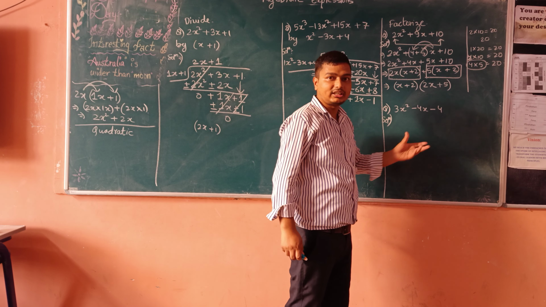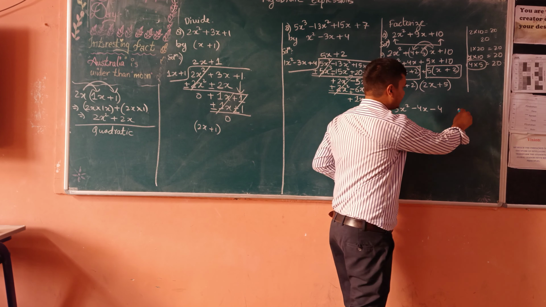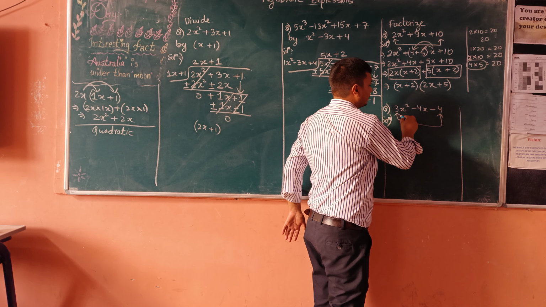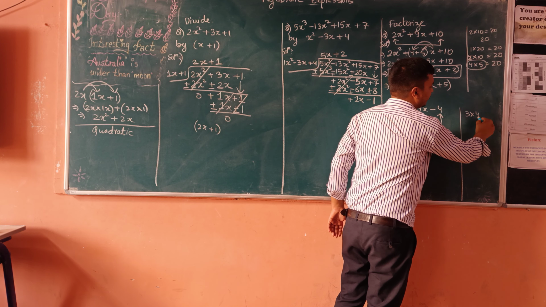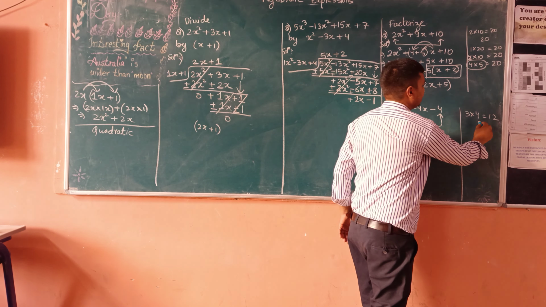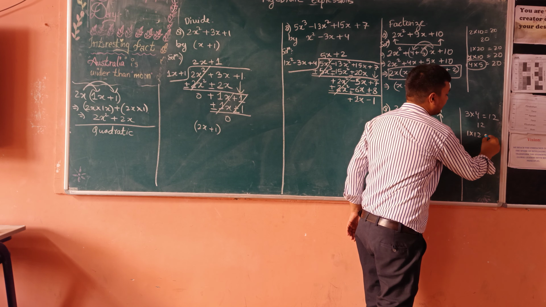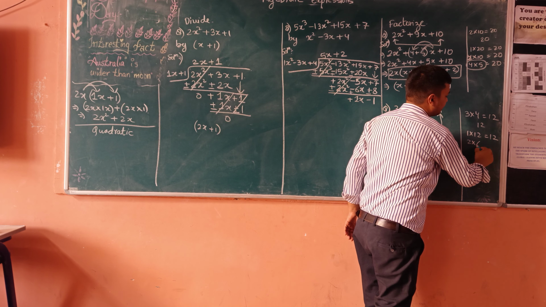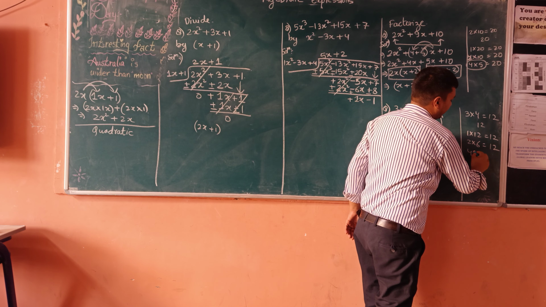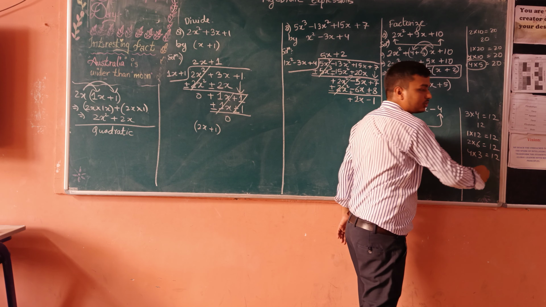Now it is a minus case. Sir, how to solve this minus? Same process. That is also easy. First number and last number, I will take the multiple. Now 3 into 4, 3 4s are 12. Now I will find out the factors of 12. 1 into 12 is 12. Next, 2 into 6 is 12. Next, 3 into 4 is 12.